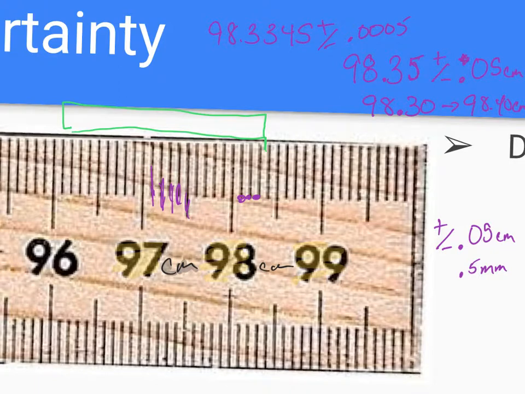Now, one thing to note really quickly is that the decimal place of our uncertainty and the decimal place of our measurement are the same, and they always should be. You shouldn't have a measurement that has a different number of decimals than your uncertainty. Those two should always match.